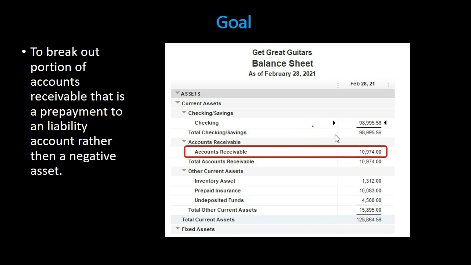But if we do that, it's more difficult for us to track the customers, because the customer tracking function is related to the accounts receivable account. So it's easier within QuickBooks. It makes sense to put that as a negative asset in the receivable rather than recording a liability called unearned revenue.